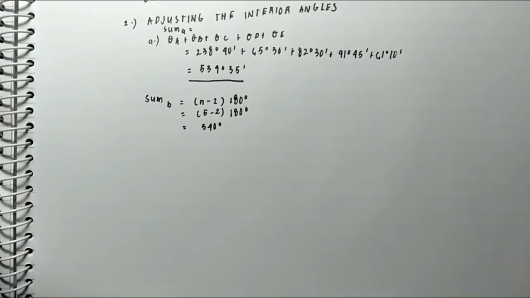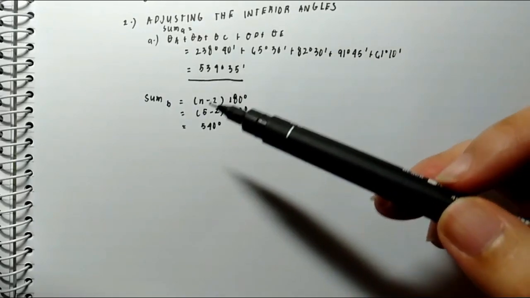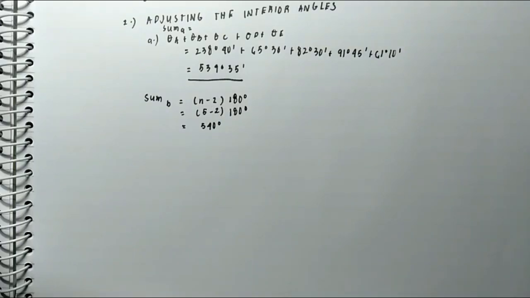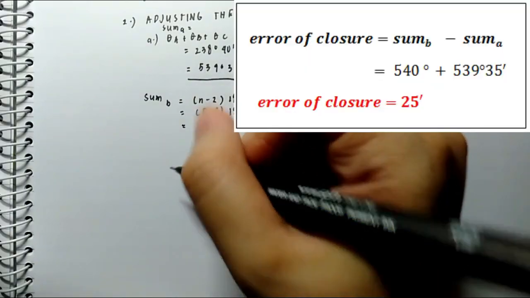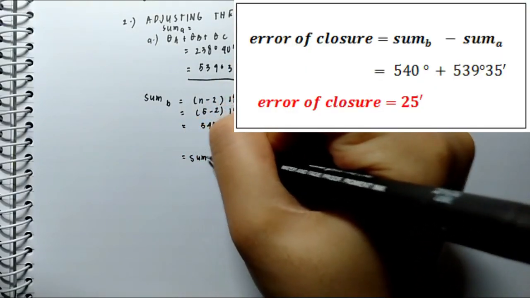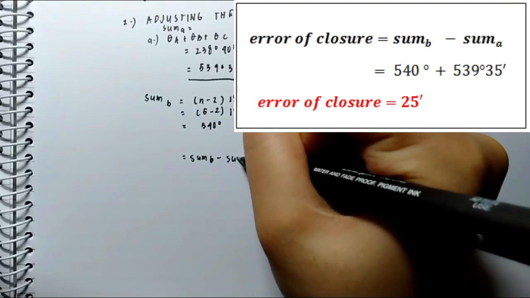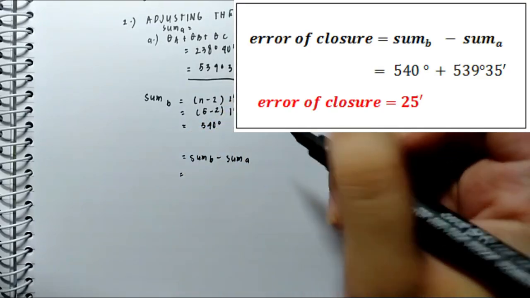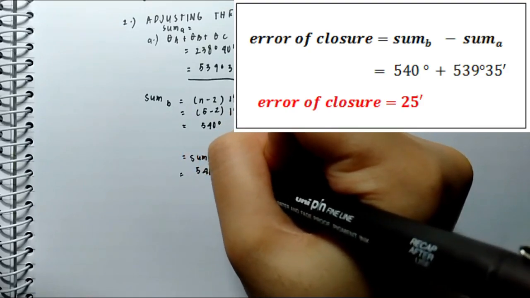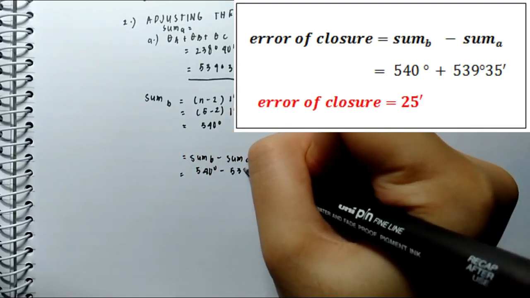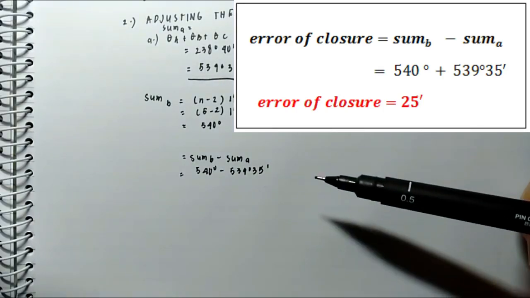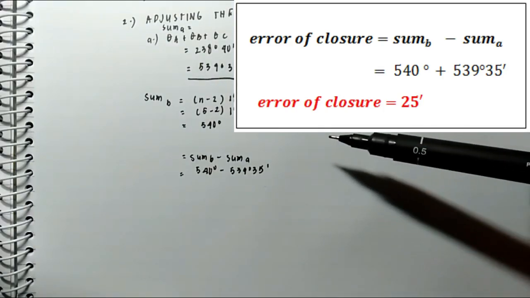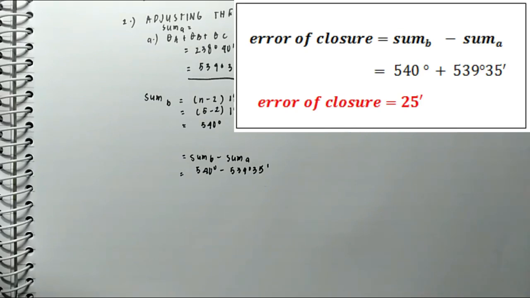So, next is, diba, nakuha na natin yung sum A at yung sum B. After natin makuha yung dalawa, i-subtract natin yung sum B doon sa sum A. So, sum B minus sum A, that would be 540 degrees minus 539 degrees and 35 minutes. So, bakit natin ipagmaminus yung dalawa? We need to get the error of closure.